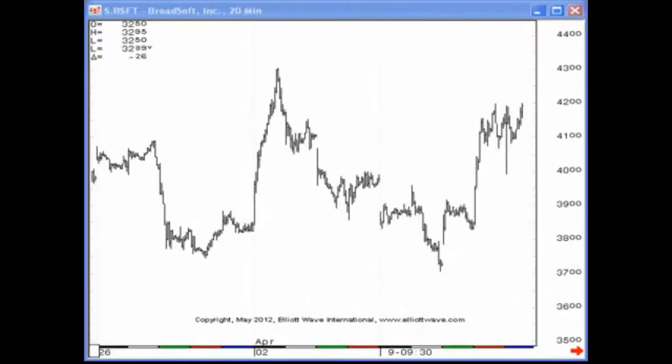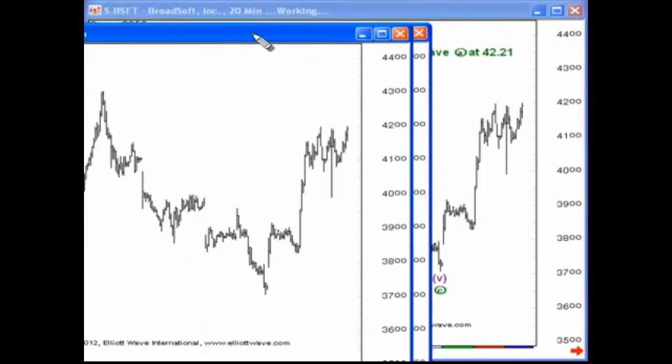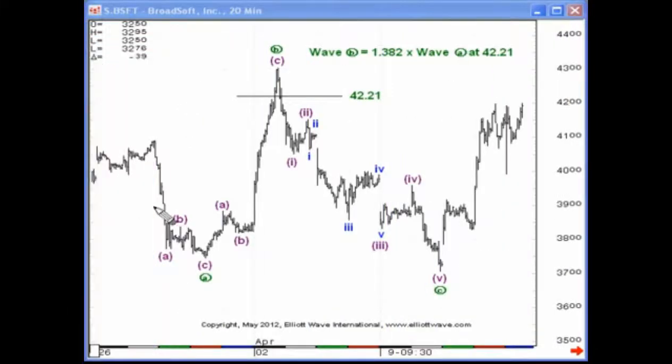Now let's take another look at an expanded flat, and this is going to be in another stock. This is Broadsoft, ticker symbol BSFT. Now in this instance here, again, notice your first move to the downside, your wave A. Waves A, B, C, and then we have another A, B, C to a new extreme. Notice in this instance though that the wave B move actually traveled a bit beyond the point where wave B equaled a 1.382 multiple of wave A at 42.21.